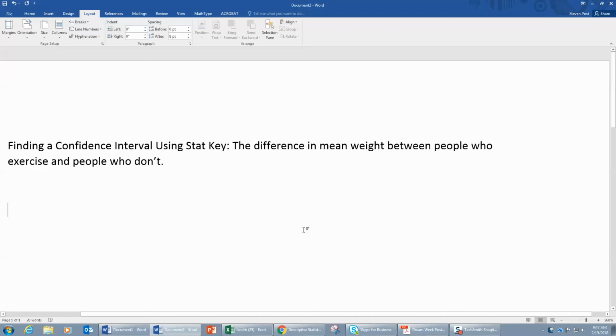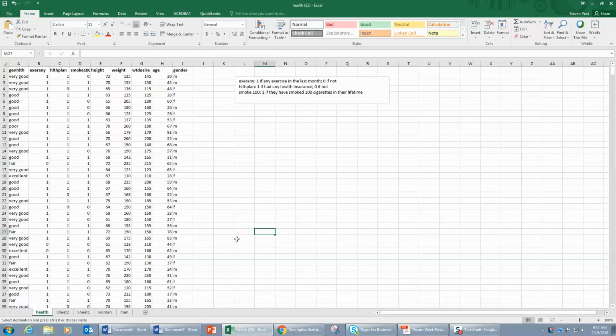In this screencast, we're going to use StatKey to find a confidence interval. For this one, we'll look at the difference in the average weight between people who exercise and people who don't. So here's our health data. In column B, 1 means that they've exercised in the last month, 0 means they haven't. And we'll get the weight, that's column F.